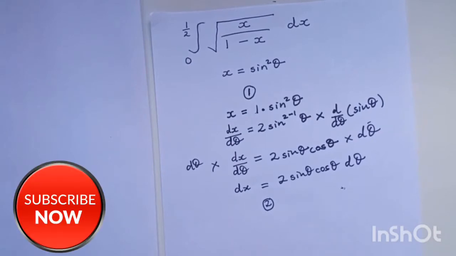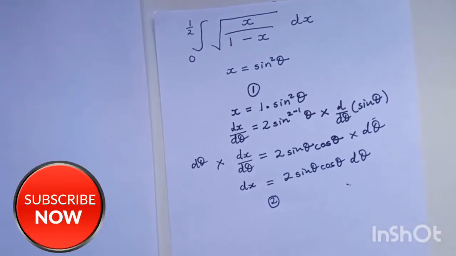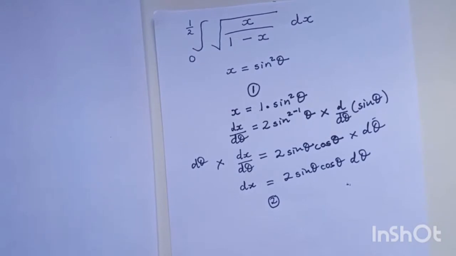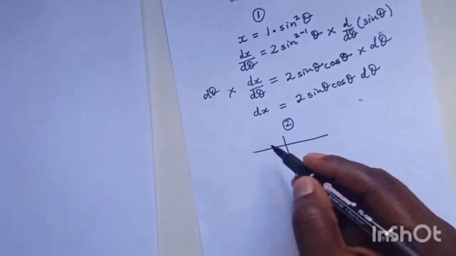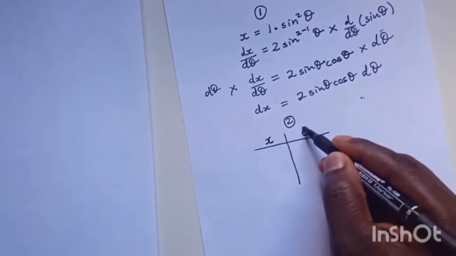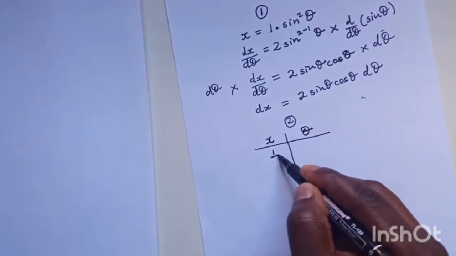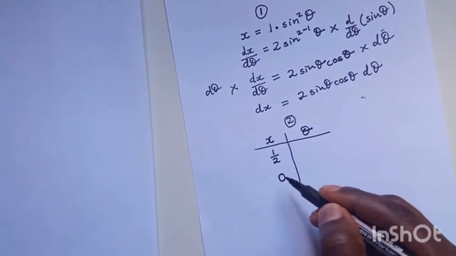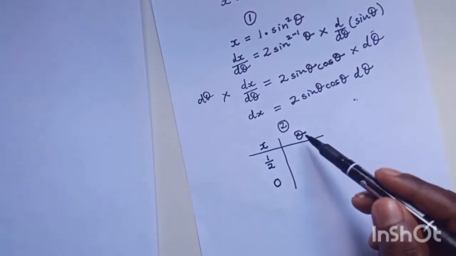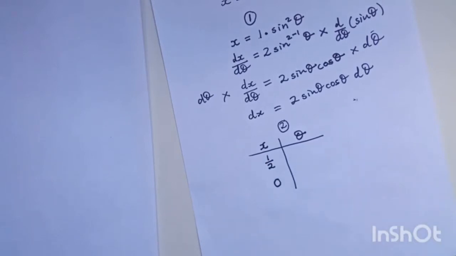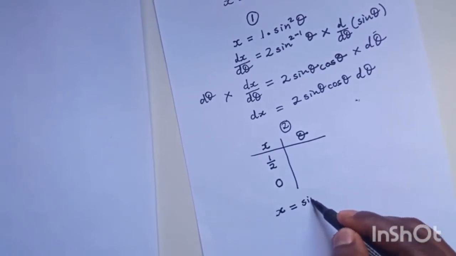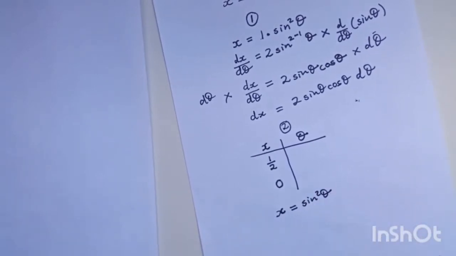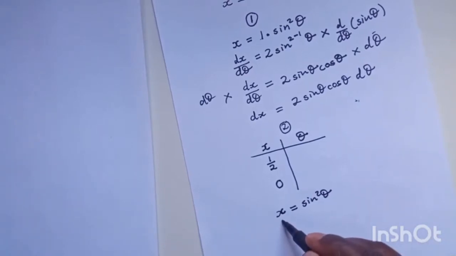Stage 2 is the change of limits. You have to change the limits of x to the limits of theta. Right, so let me prepare a table like this. Let me put x on the left and theta on the right. The upper limit for the integral is half and the lower limit is 0. So I need to find the value of theta when x is equal to half. This can be achieved using the given substitution, which was x equal to sine squared theta. Right, so I'm going to put half on x like this.